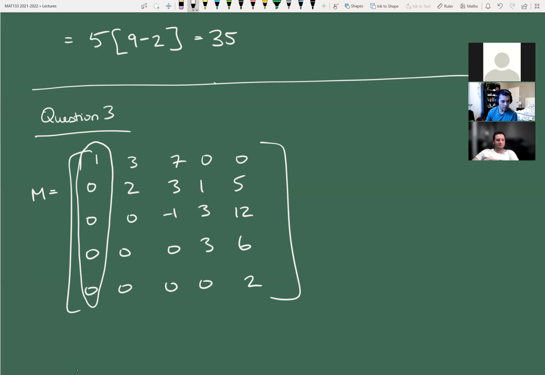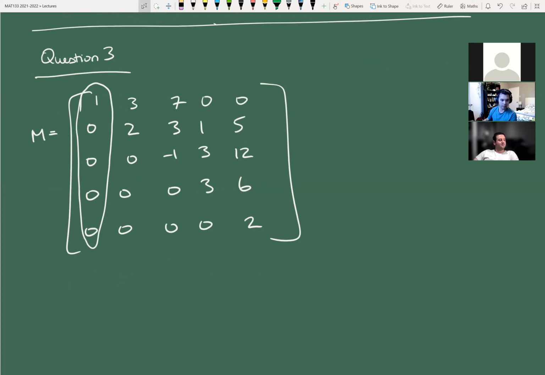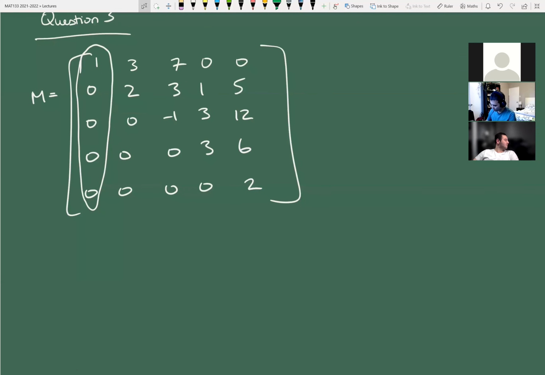We can use a diagonal when all the numbers below it are 0. Yes, or when all the numbers above it are 0. Okay, so we're going to expand along the first column. If I do this, I get 1 times negative 1 to the 1 plus 1, and then I cancel all this stuff out, the determinant of the submatrix.